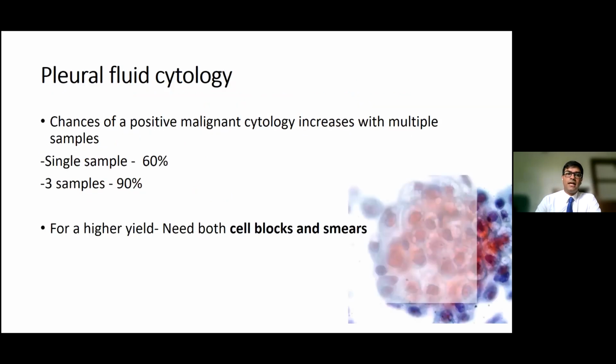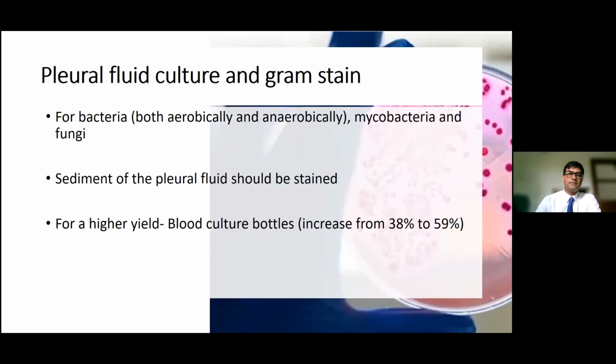The pleural fluid cytology offers a chance of a positive malignant cytology with multiple samples rather than obtaining a single sample. If you use 3 consecutive samples, the chance of catching a malignant cell in the cytology would increase up to 90%. For a higher yield, apart from sending the cytology smears, one has to make cell blocks as well.